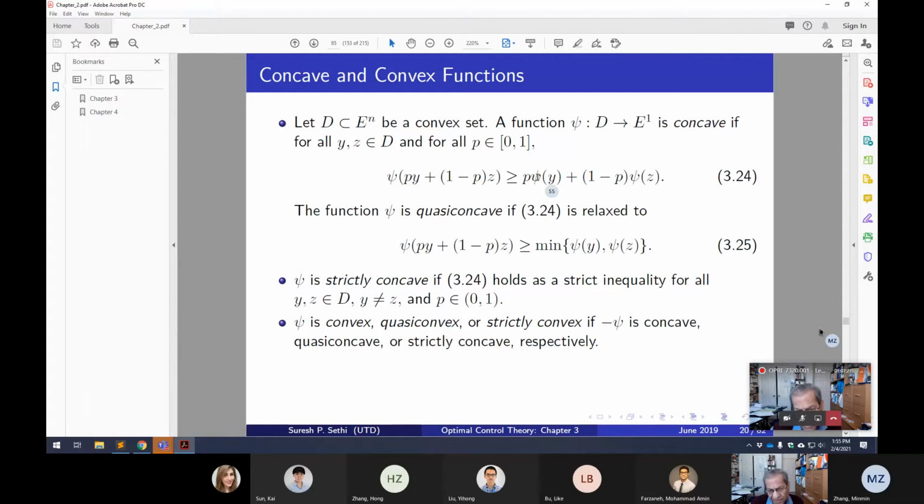Quasi-concave is when the value is bigger than the minimum on those 2 points. Difficult to draw this kind of function, but that is a mathematical condition. If it is strict, then this is a strict inequality. And if a function is concave, then minus psi is convex. So by defining a concave function, strictly concave function, and a quasi-concave function, I have also defined convex function, quasi-convex function, and strictly convex function. And I do that because I need this definition in sufficiency conditions in this chapter.